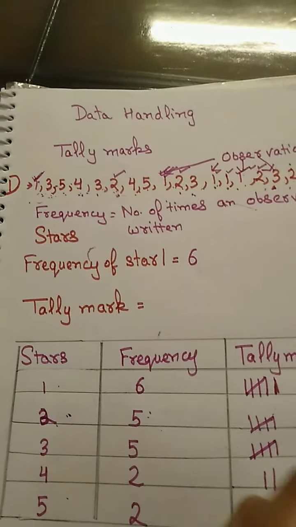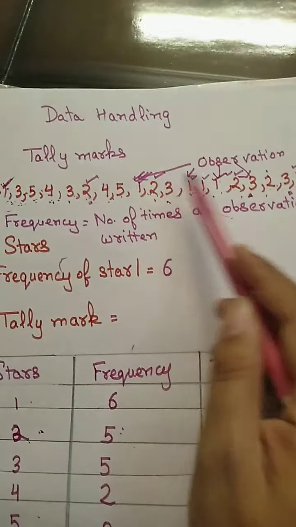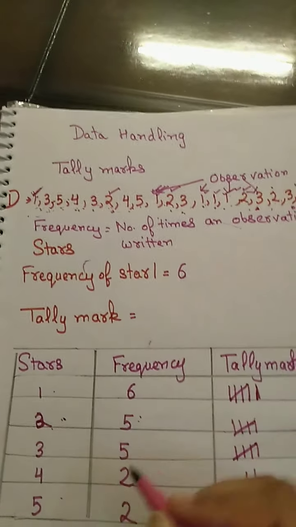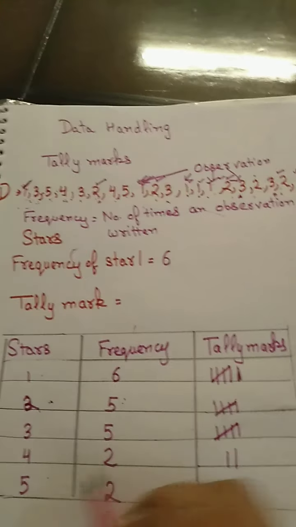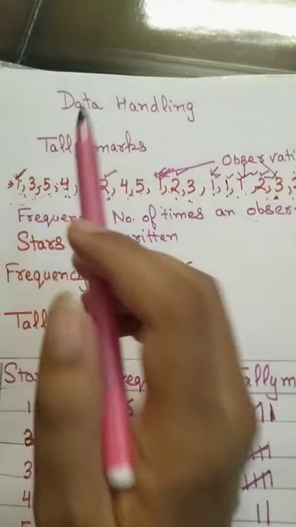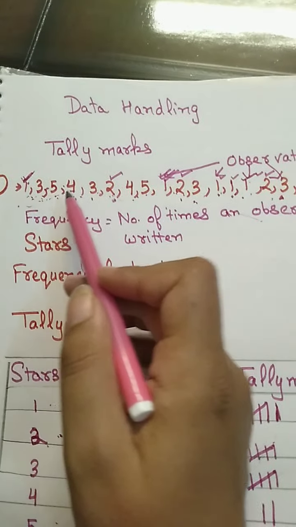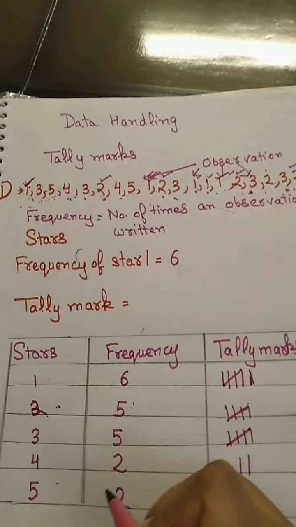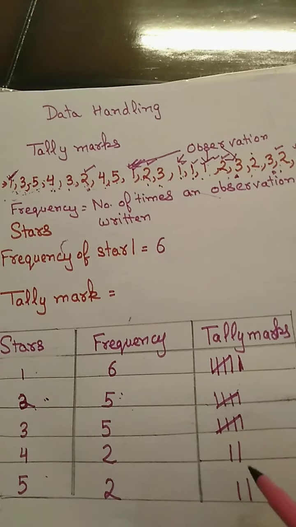Let us see the frequency of star 4. If we check, the frequency of star 4 is 1, 2. So the frequency of star 4 is 2. How can we write it with the help of tally marks? 1, 2. And here, sorry, star 5. What is the frequency of star 5? 1, 2. So the frequency of star 5 is 2. So we can write it as 1, 2. Thank you.